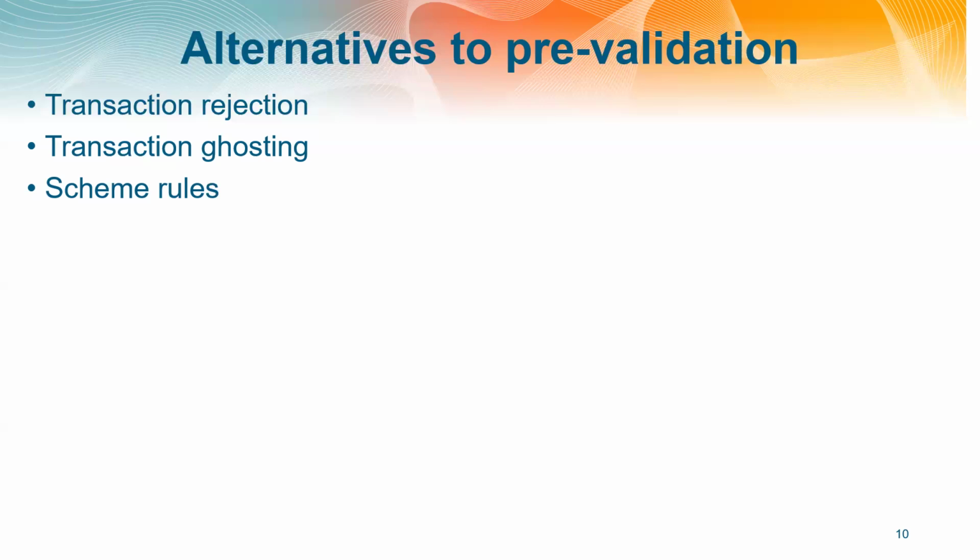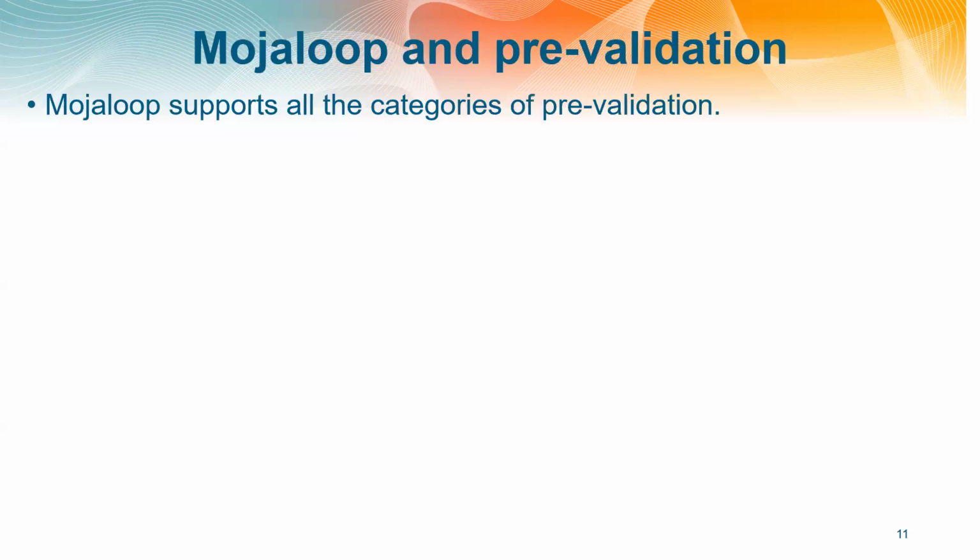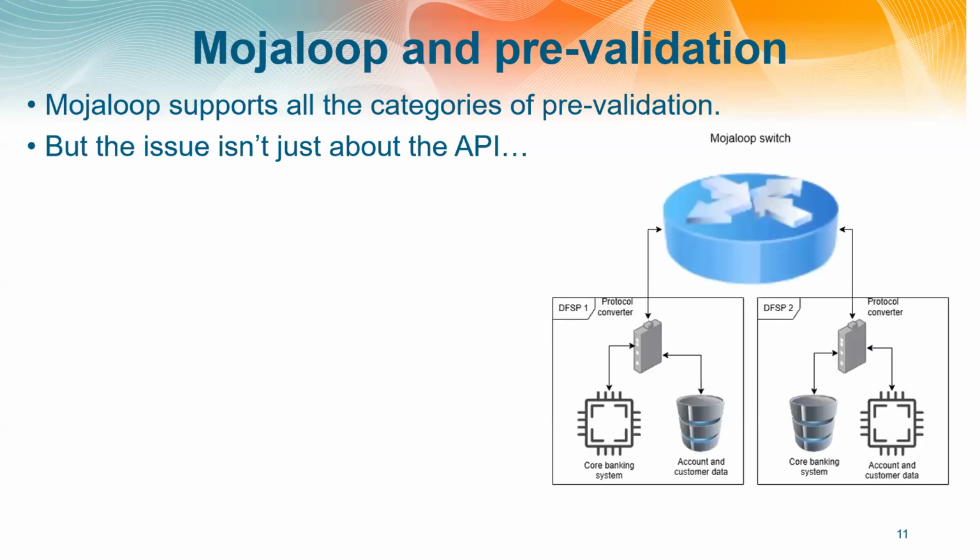So let's look at how Mojaloop implements pre-validation. Now, we support all the categories of pre-validation in the API. You can see that there are API endpoints that enable all of the categories of pre-validation that I've talked about. But the problem is this issue isn't about the API, and it isn't about the switch. It's about the whole system.